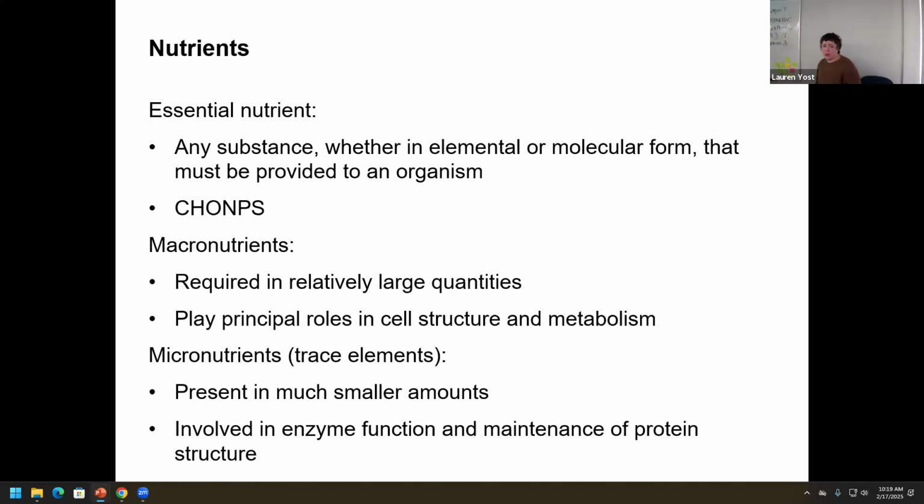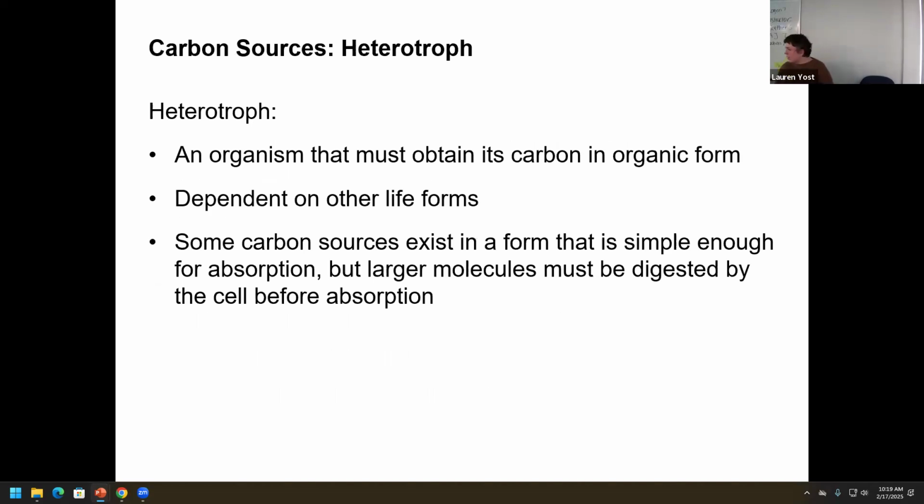So macronutrients are nutrients that are needed in large amounts, but we also have micronutrients, like our trace elements, that you absolutely have to have in your diet, but they're going to be in much, much smaller amounts. They're usually things that are important for protein function. So this is going to bring us to breaking down our organisms basically by their carbon sources and how they get their energy. All right, so to start with carbon, we have heterotrophs, right?